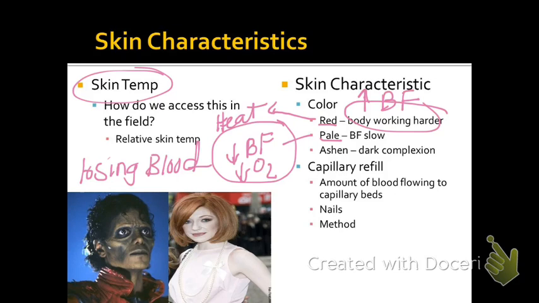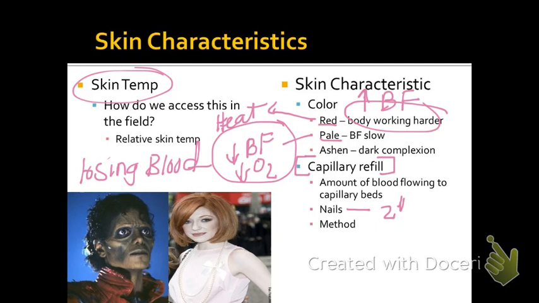So one way to assess blood flow in the field is to use the capillary refill. And so the capillary refill really represents the amount of blood flowing to the capillary beds. And so what we want to do is we want to take the nail bed of our patient and we want to compress it for 2 seconds. And then we want to release it. And typically what happens when we press the nail bed and let go is you would expect that nail bed to refill and to recover its normal color.